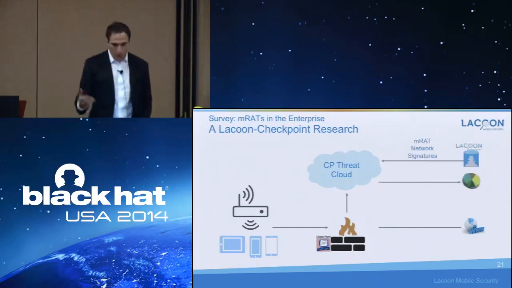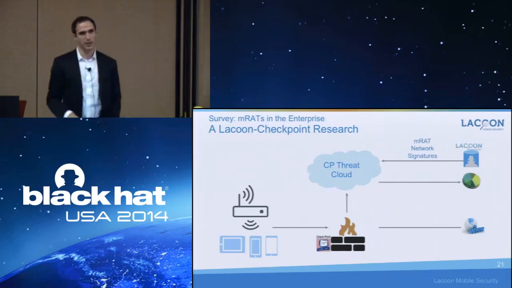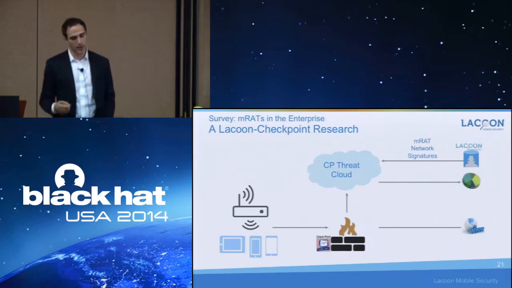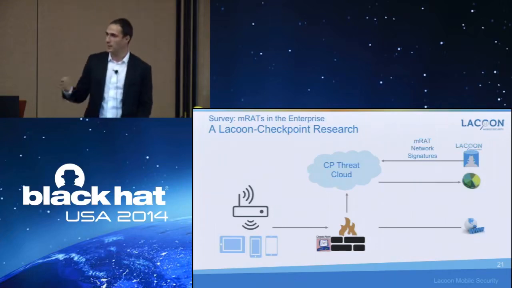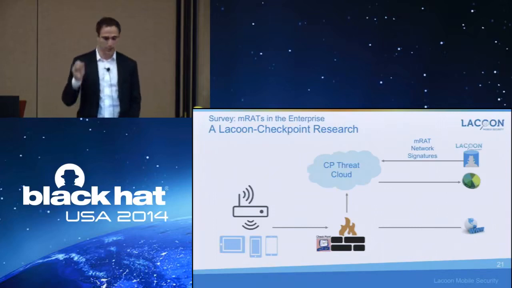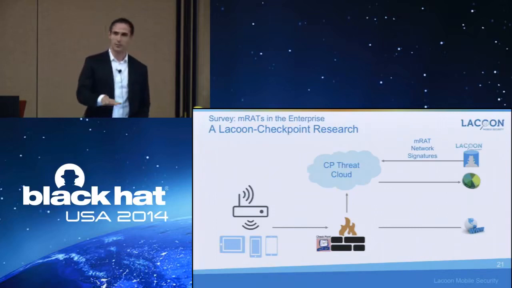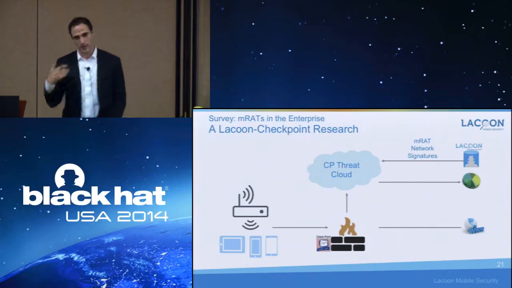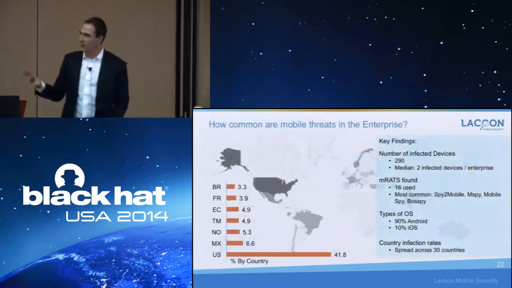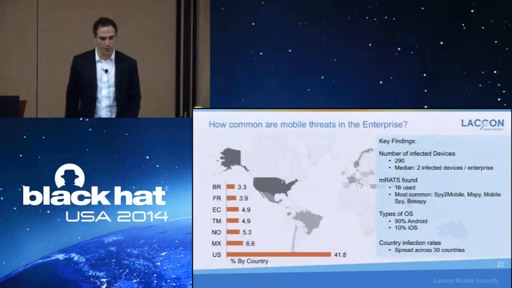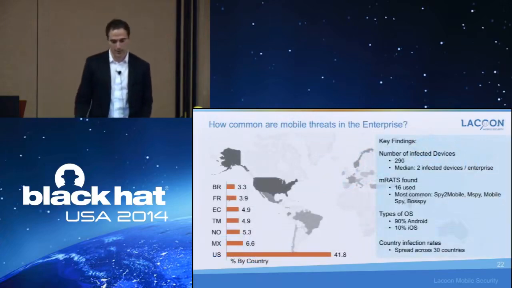So we took about 20 of those MRATs. We analyzed their C2 channel, okay? What is the DNS or the IP address that they're connecting to? And we gave those signatures to Check Point. Check Point ran it for several weeks on their gateways, and basically they gave us the results.